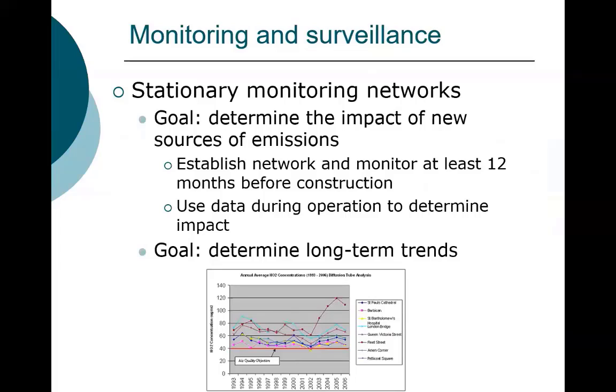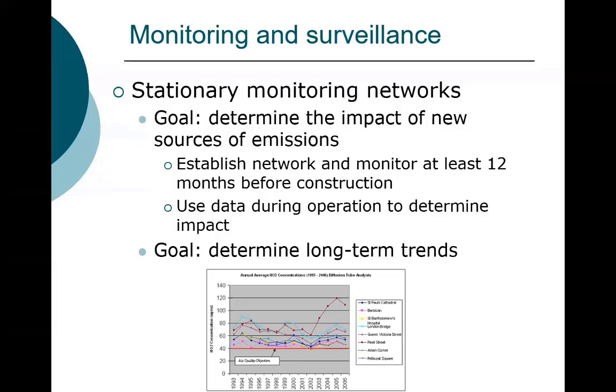We've also set up a series of stationary monitoring networks all over the US and now over much of the world. Now, the goal with these is to determine the impact of both new and existing sources of emission. So what we want to know is, is there a significant change in air quality? It's used for background data, for instance, for an environmental impact statement.